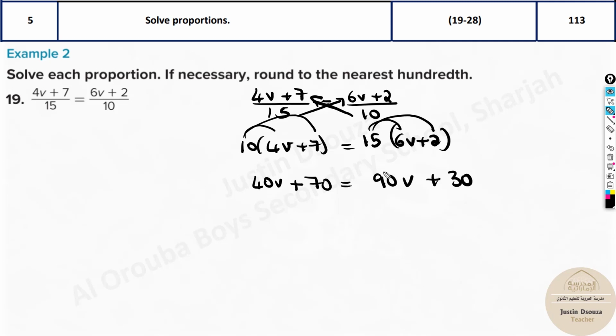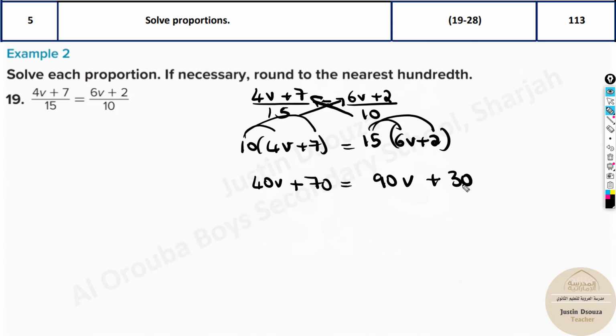The variable having 90 has the bigger value, rather than the 40 into v. So v can be any value. Say v is 2. Doesn't matter what, 40 into 2 will be 80, whereas 90 into 2 will be 180. So this is the bigger value, isn't it? That is why we consider the coefficient of the variable, whichever is bigger, leave it over there. Don't move that. The smaller one moves.